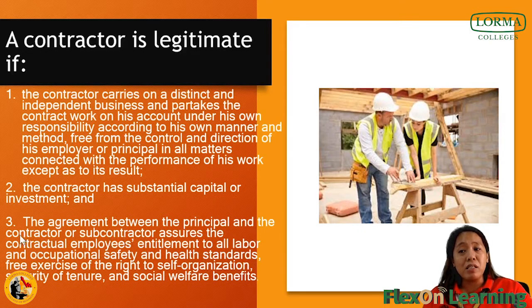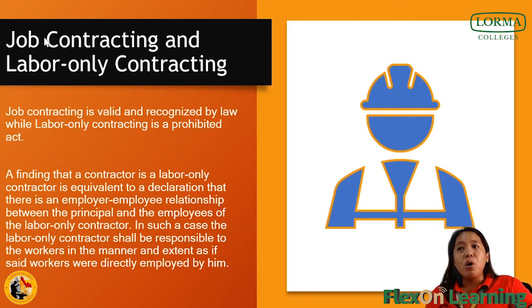But if by default they won't do their responsibilities, the principal is considered responsible. Then the principal has the right to go after the contractor and subcontractor to be paid what he had spent. Okay, so what about the difference between job contracting and labor-only contracting?